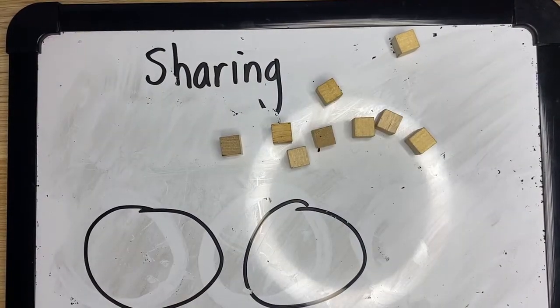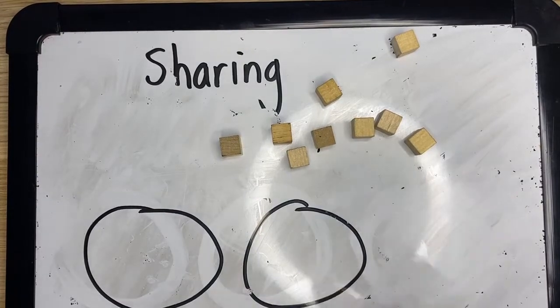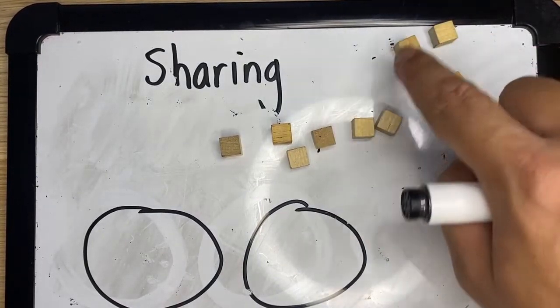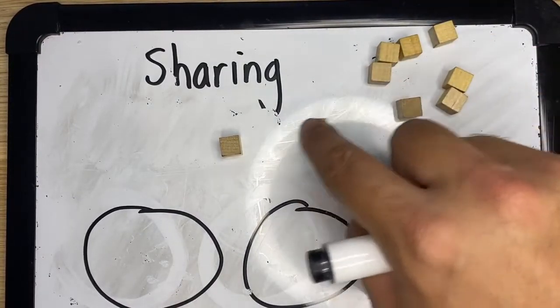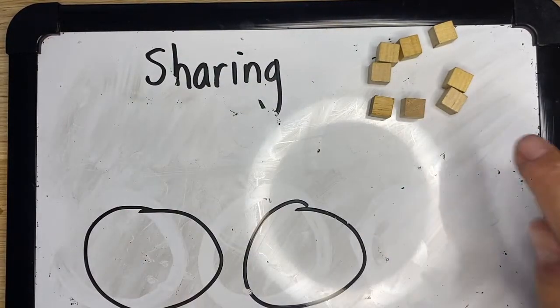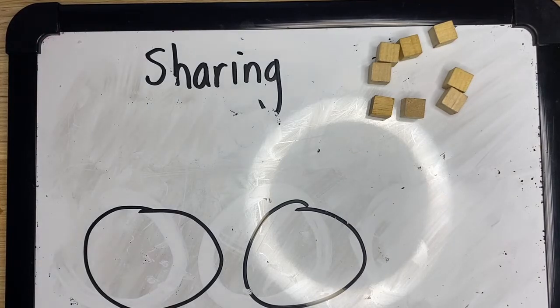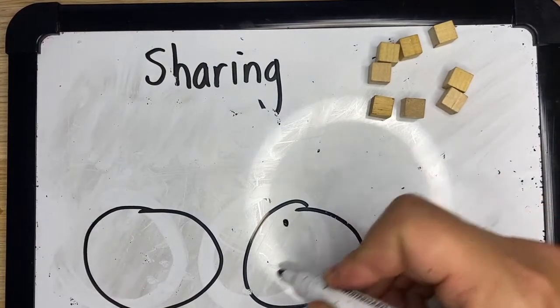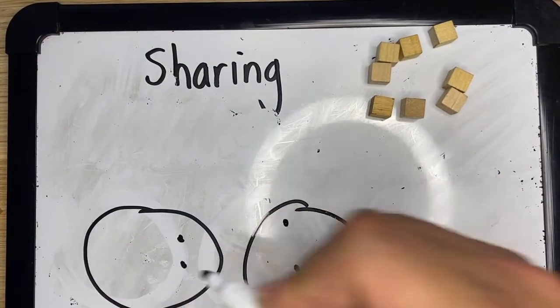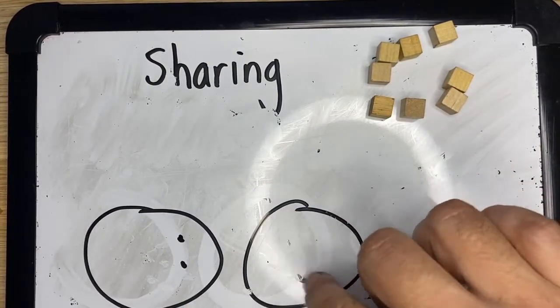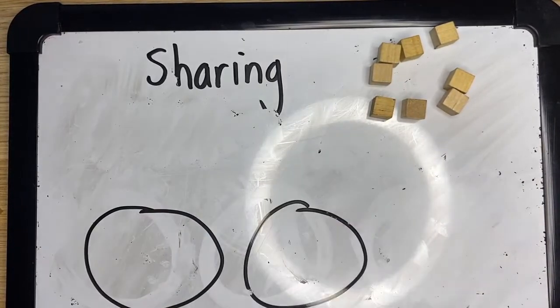All right, here's a question for you to try now. Now let's count how many we've got. 1, 2, 3, 4, 5, 6, 7, 8. We have 8 counters. We have 2 groups. We need to share them into the 2 groups. I want you to pause the video and give it a go yourself. You might like to draw in how many are in each group. And then press play when you're ready to find out what the answer is.